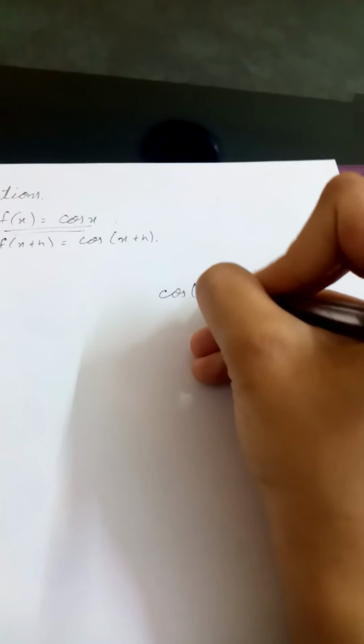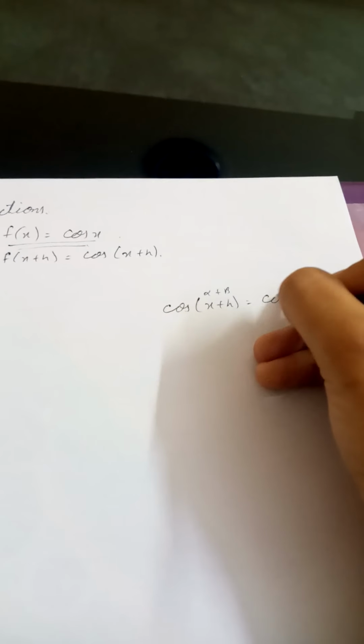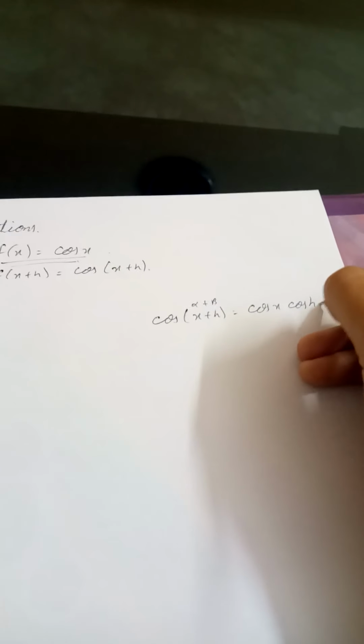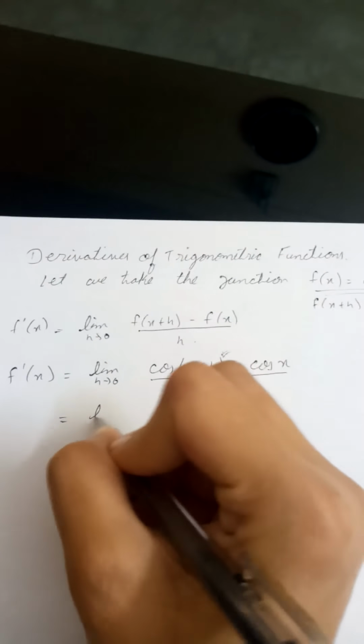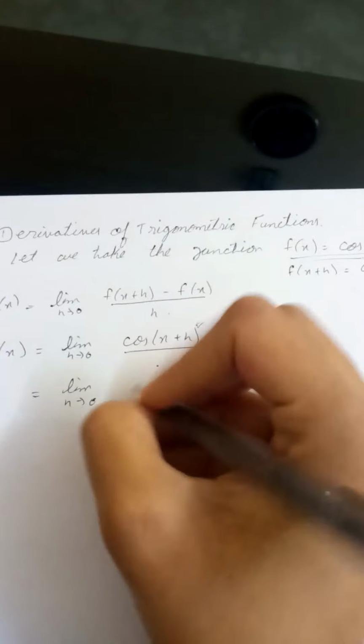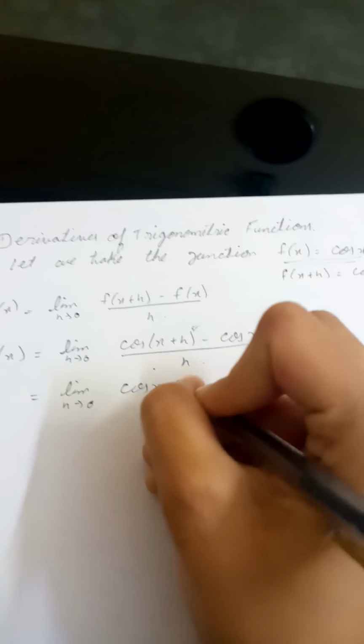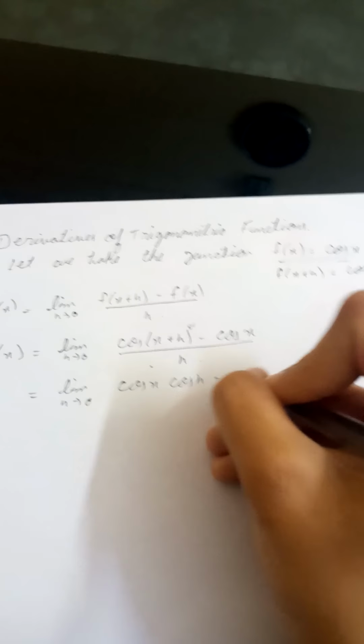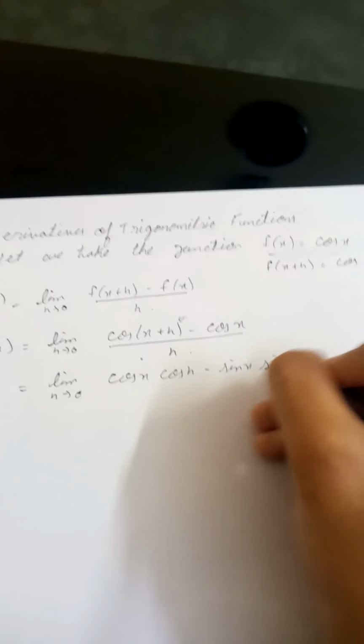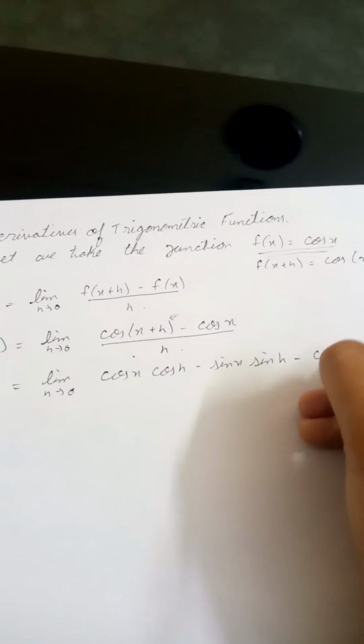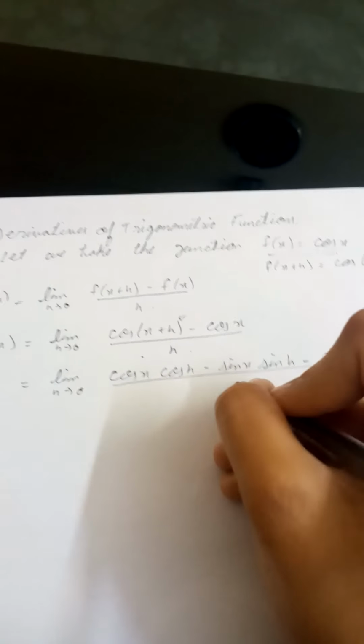For this function, as you all know, there is a trigonometric identity: cos of alpha plus beta equals cos alpha cos beta minus sin alpha sin beta. Here x is alpha and h is beta. Now we substitute this value here. That will become limit h tends to 0 of cos x cos h minus sin x sin h minus cos x, divided by h.